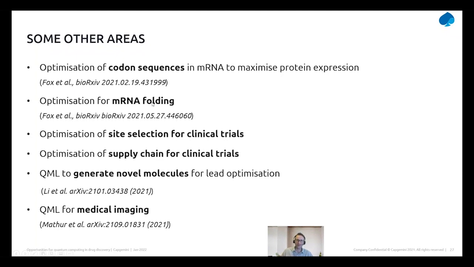They've also looked at mRNA folding prediction using optimization techniques in the NISQ era. I haven't put particular papers, but things like site selection and supply chain, these are the kinds of problems that people talk about quite a lot, so they get quite a lot of attention. I don't think I probably need to give them any more attention than they already receive, but a few other interesting areas are people exploring QML, so generative models for lead optimization, something we've worked on a lot in the AI space, but actually how quantum might be able to enhance those.